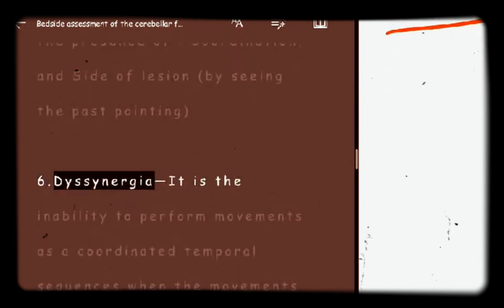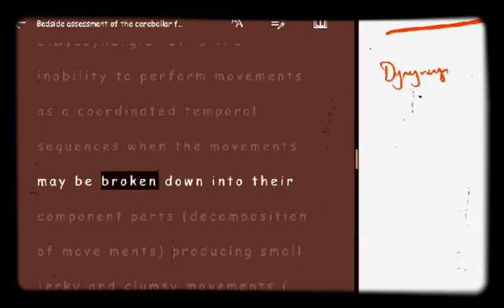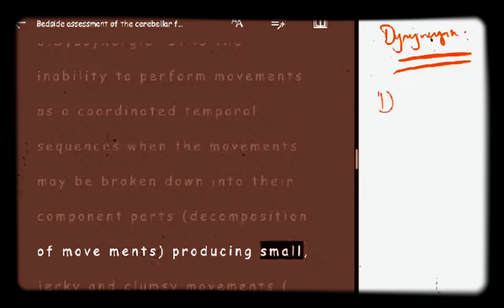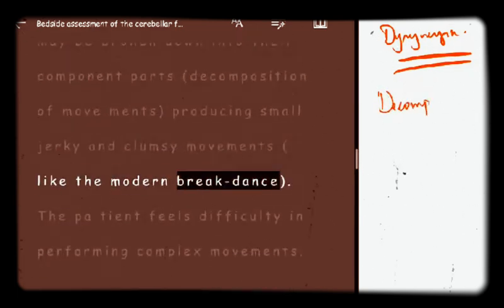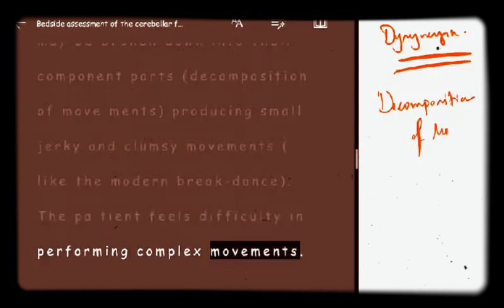6. Dyssynergia. It is the inability to perform movements as a coordinated temporal sequence, when the movements may be broken down into their component parts, decomposition of movements, producing small, jerky and clumsy movements, like the modern breakdance. The patient feels difficulty in performing complex movements.